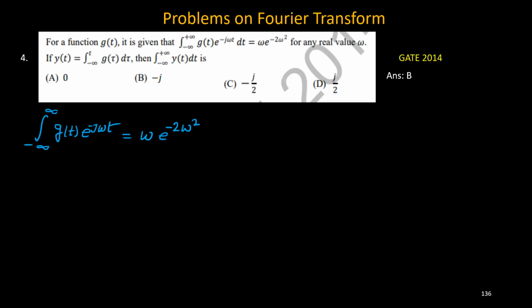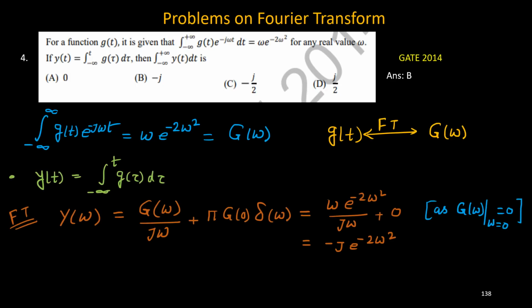Now, already said that this is equal to the given one. So what is this? This is nothing but the Fourier transform of g(t). I can write it as G(omega). Then what is given? y(t) is the integral of g(tau) d tau. It's an integrator. If I integrate this signal, then I'll get y(t). So now I can use the integration property. So what is Y(omega)? Y(omega) will be G(omega) upon j omega plus pi G(0) delta(omega). Right?